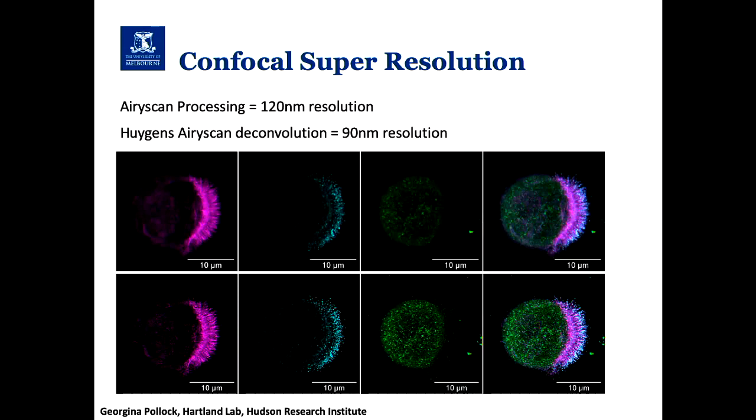In the top panel here, this is ARIScan processed data. So we're trying to look at these microvilli on this cell here. If we use the Huygens ARIScan deconvolution, we can increase the resolution down to 90 nanometers from 120 nanometers. So you can actually see we start to resolve these structures a little bit better. We've got much nicer contrast going on in these channels here as well. So it doesn't seem like a massive difference, but it makes quite a startling difference when it comes to your image analysis.